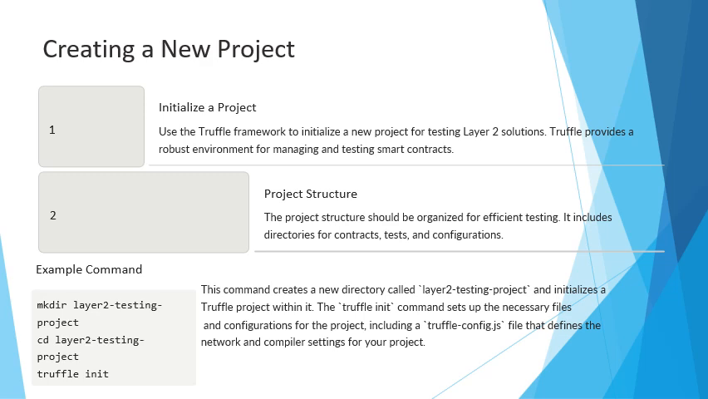To create a new project, we first initialize the project. We use the Truffle framework to initialize a new project for testing Layer 2 solutions. Truffle provides a robust environment for managing and testing smart contracts. Then, the project structure should be organized for efficient testing. It includes directories for contracts, tests, and configuration.